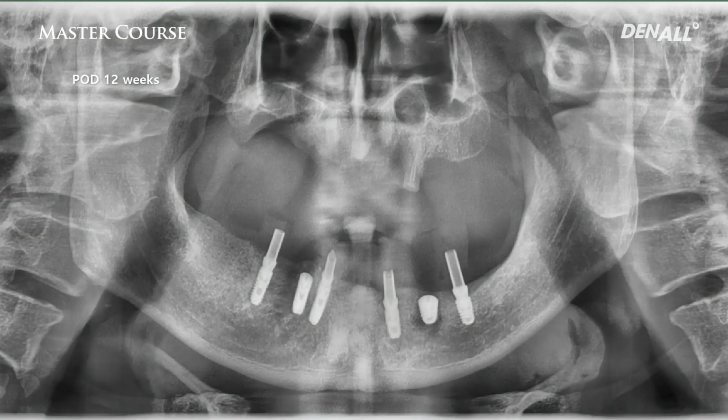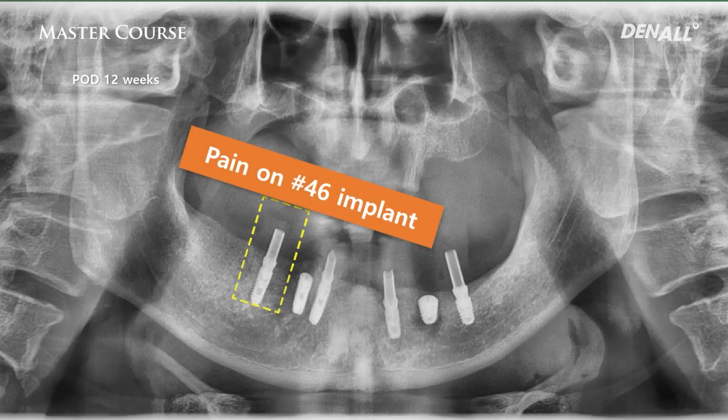This is post-op 12 weeks, and on number 3 and 6 on both sides, 4 implants were used to provide a fixed temporary prosthesis, which is similar to the all-on-4 method. And after 12 weeks, the patient expressed pain in number 46. It was one body and it was all connected. In order to figure out why, I removed the prosthesis, and you can see here, number 46, there was mobility.